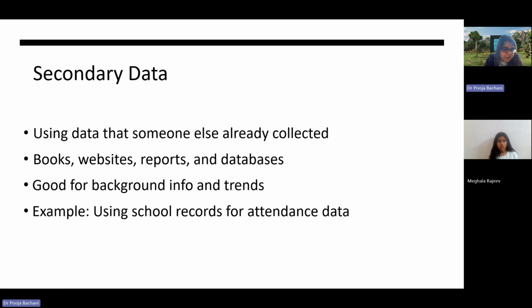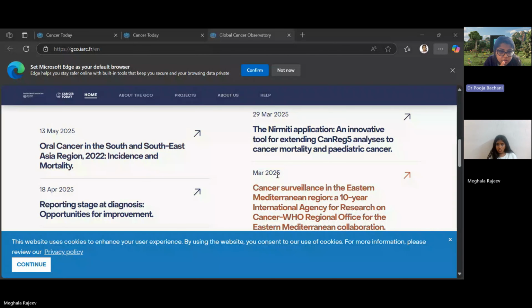So what we are doing is the secondary data thing, Meghla. So using data that someone has already collected. It can be books, websites, reports and databases. This is good for our background info and how the trend is going. So for example, using school records for attendance data. Yeah. So now, have you gone through the Global Cancer Observatory anytime?